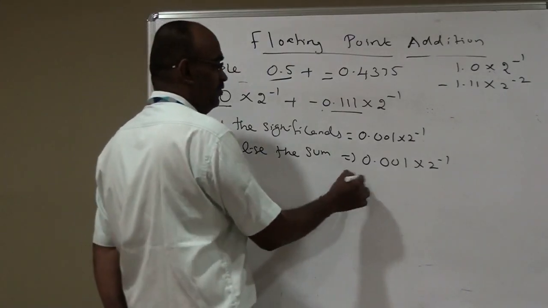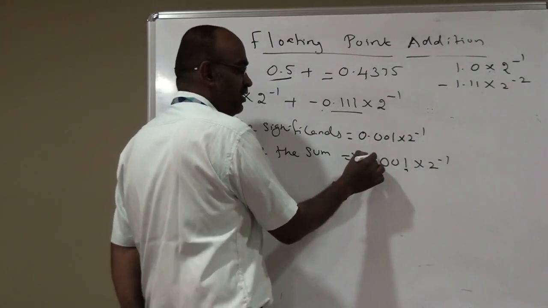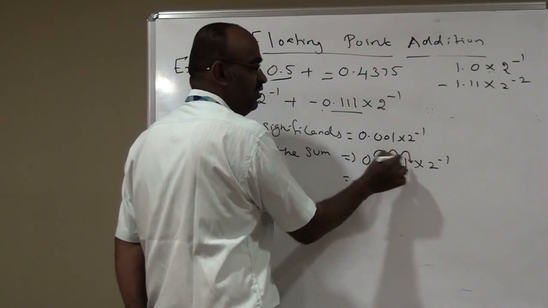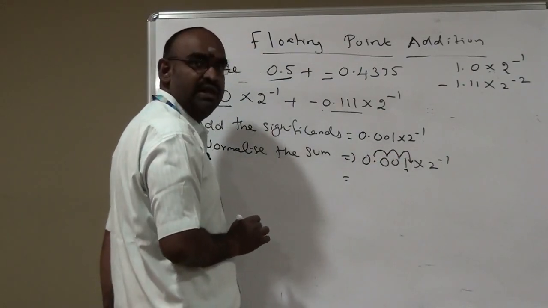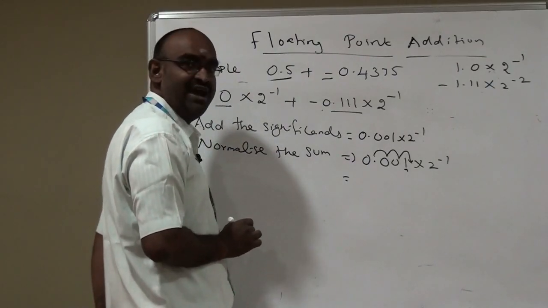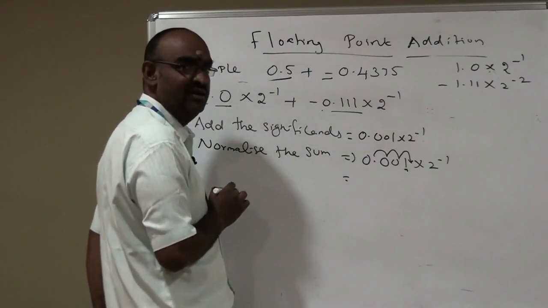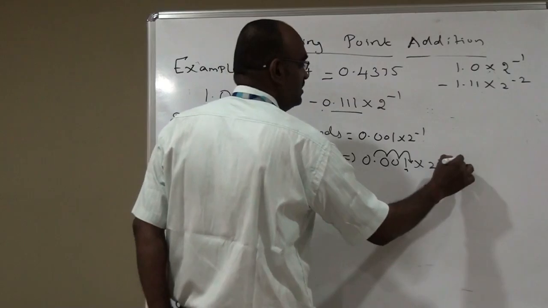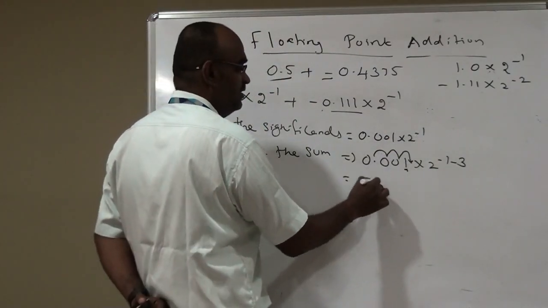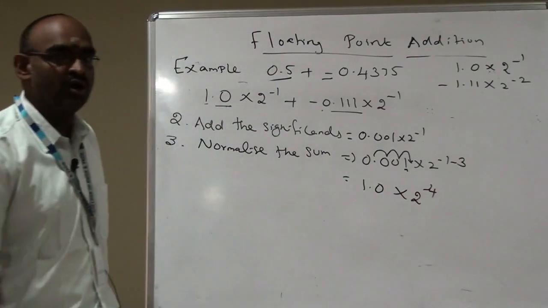So now what do we do? The 1 is here, so we have to do a shift right. The binary point is here, one shift right, another shift right, and another shift right. So how many shift rights are we doing? 3 shift rights. When you do a shift right, it decrements the exponent. So how many points are we moving? Yes, it's 3 points, so minus 3. So what is the value now? It is 1.0 times 2 power minus 4. So this is our normalized value.